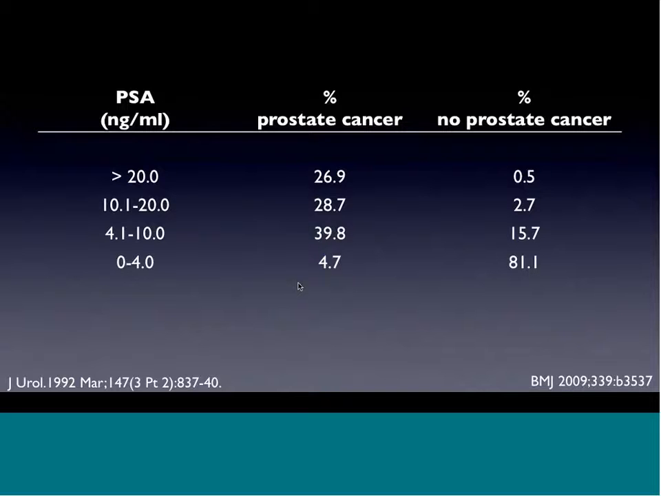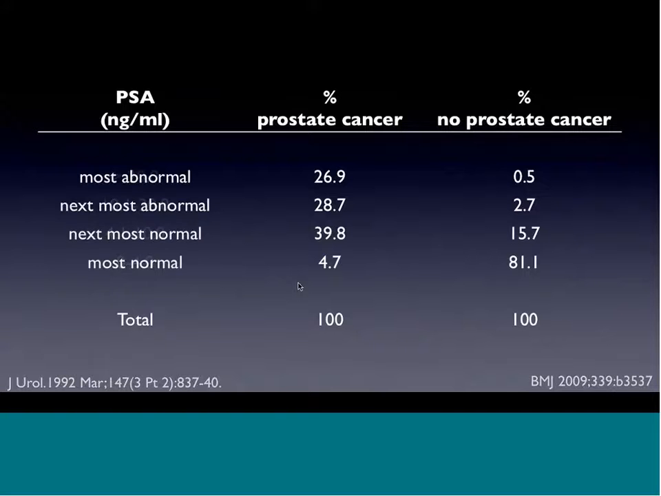So in the range of 4.1 to 10, you're starting to see fewer patients without prostate cancer presenting with that range, but now more patients with prostate cancer presenting with that range. And the same thing happens to the range of 10.1 to 20 or greater than 20. Note that the total in the row is 100%. So we're talking about the percent of patients with prostate cancer that present with that particular range. On the other column, we're talking about the percent of patients without prostate cancer that present with that range. So we're not talking about prevalence of disease.